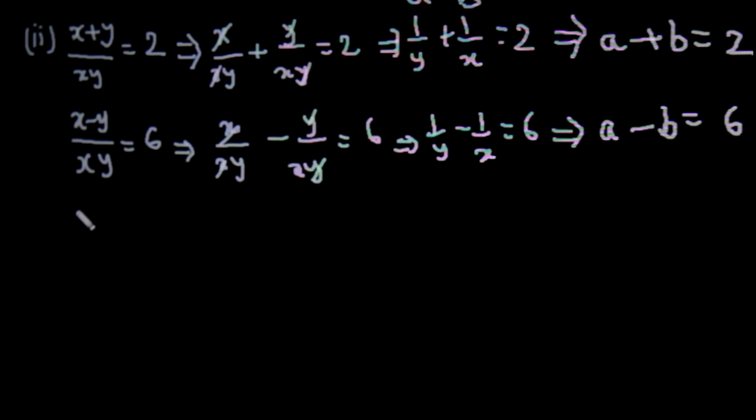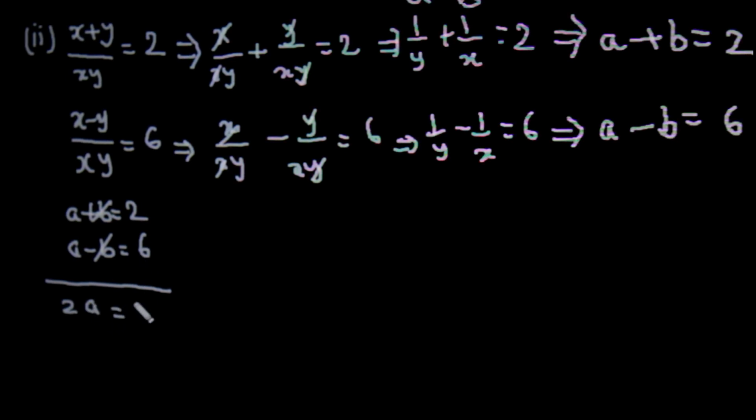Now see this. a plus b is equal to 2. a minus b is equal to 6. Adding these two, plus b minus b get cancelled. a plus a, 2a is equal to 6 plus 2, 8. a is equal to 8 by 2, that is a is equal to 4.